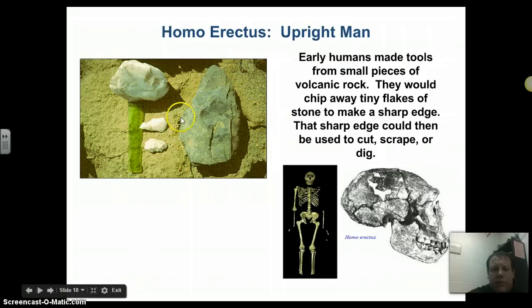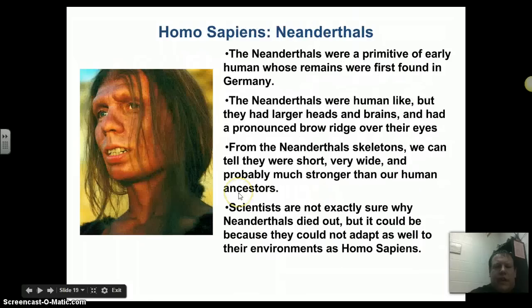Here are some examples of the tools they used, made from volcanic rock. Volcanic rock flakes very, very easily. You can make a nice sharp edge of it, and that way they could cut, scrape, and dig with these tools. You see some examples of the skeletons here. We'll talk more about these in class.